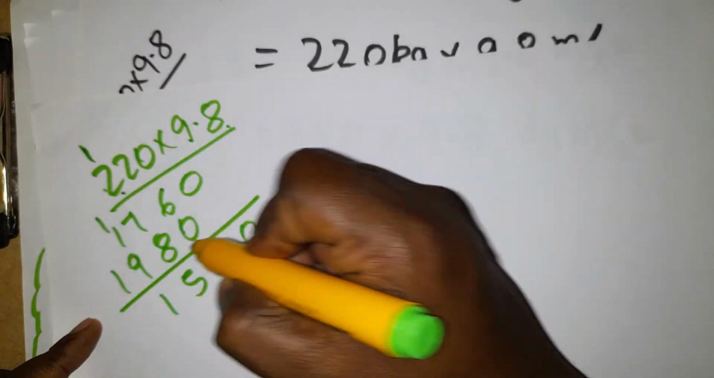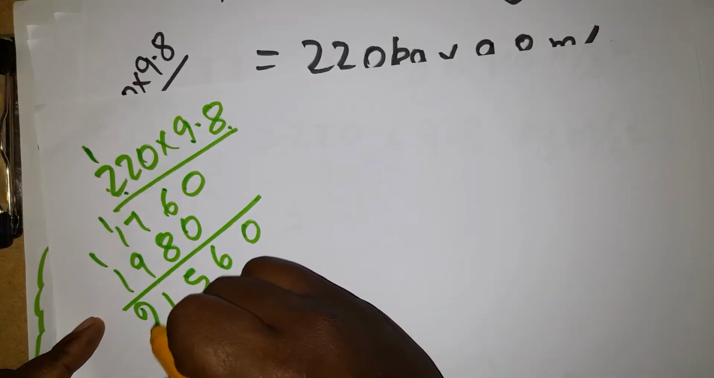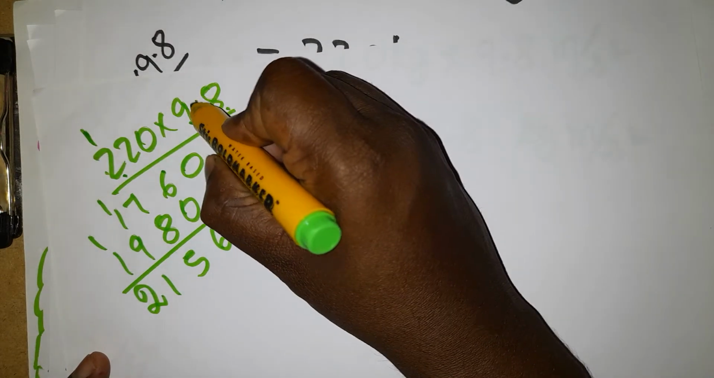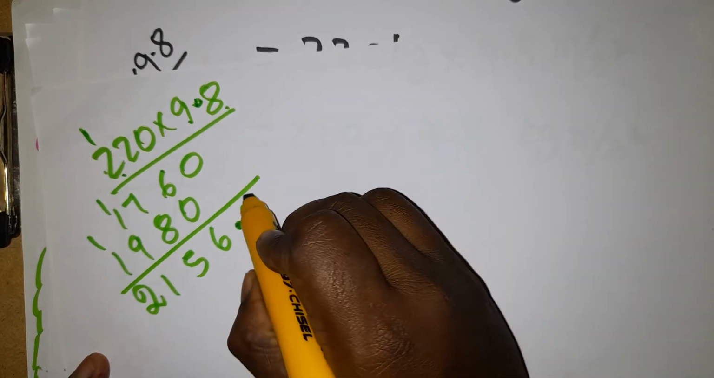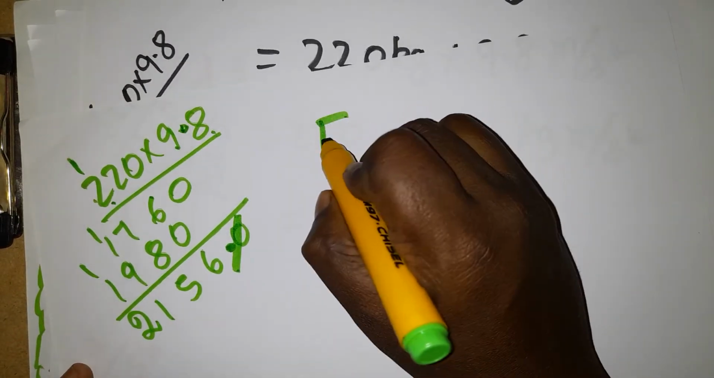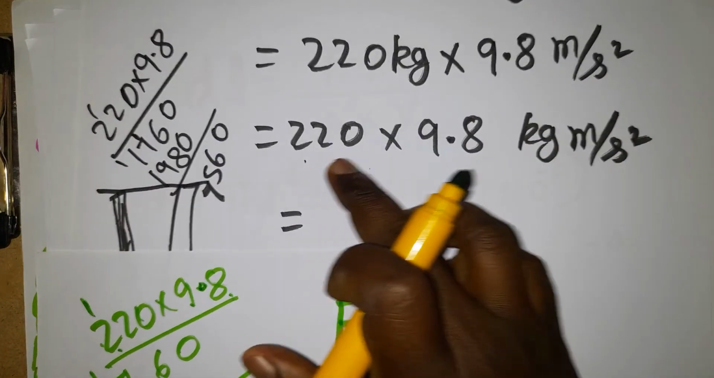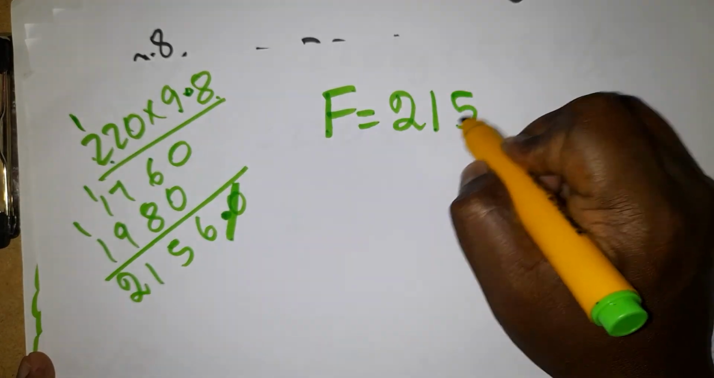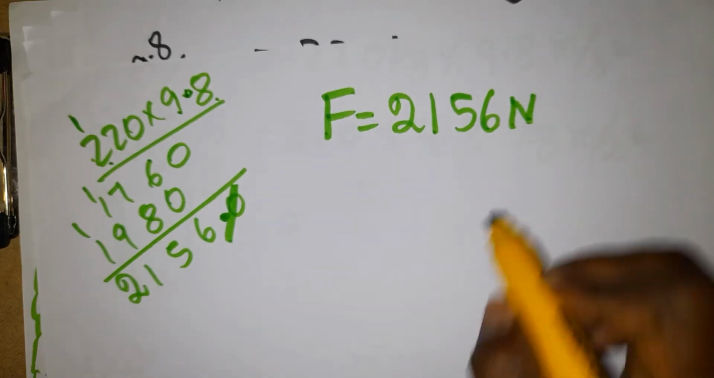Okay, the next one will get again 1 here, 2. Now we got this much answer. Because of this one decimal, you can keep decimal here, 0 gets cancelled. So total force, 220 into 9.8, will get 2156 Newton.